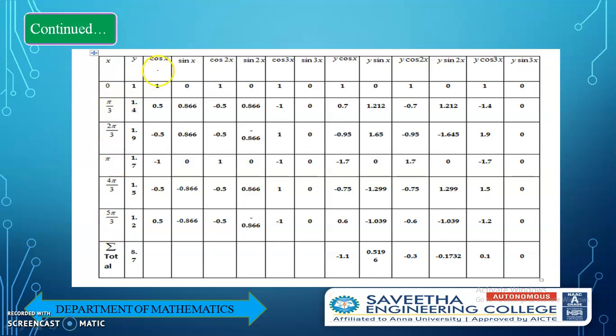So put in the calculators. So y value means 1.4, 1.9, 1.7, 1.5, 1.2. Don't take the last value. Then add the column here. So total value is 8.7. Next cos x means put cos 0. What is cos 0? It is 1. Then cos 60 is 0.5, cos 120 minus 0.5, cos 180 minus 1, cos 240 minus 0.5, cos 300 0.5. Similarly, we can put sin 0, sin 60, sin 120, sin 180, sin 240, sin 300.